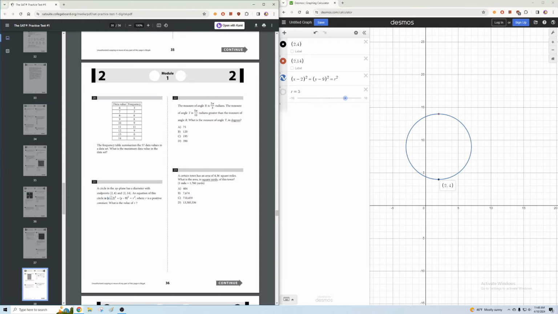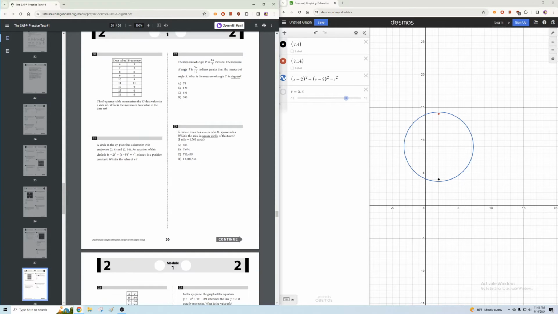I don't need to know how to solve. So this is your H value, this is your K value, the center of your circle. You don't even need to know that for this problem. You can just plot this in, and if you know how to slide this little bar, then you can solve it that way.